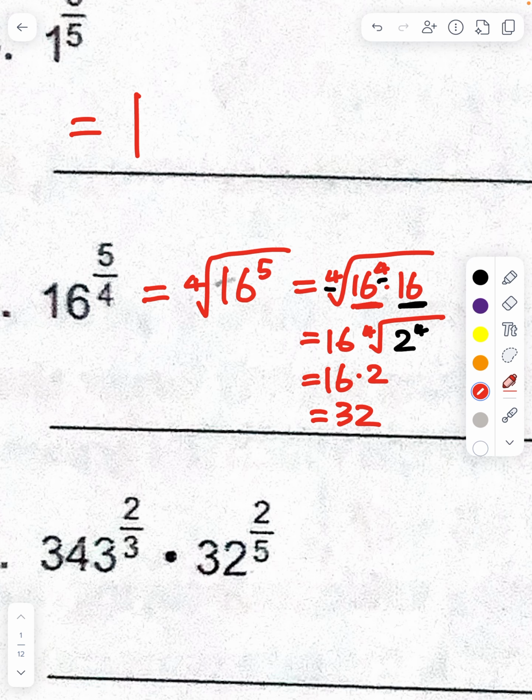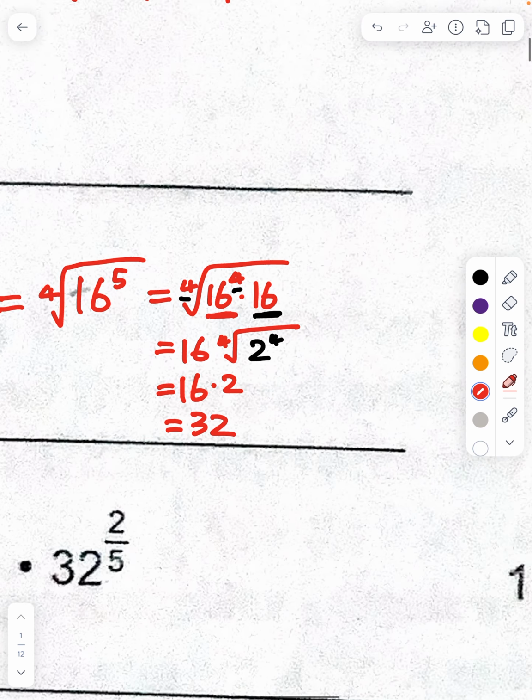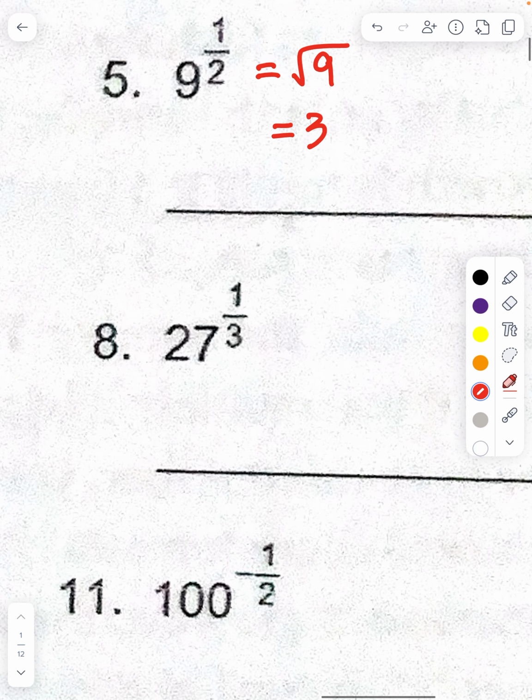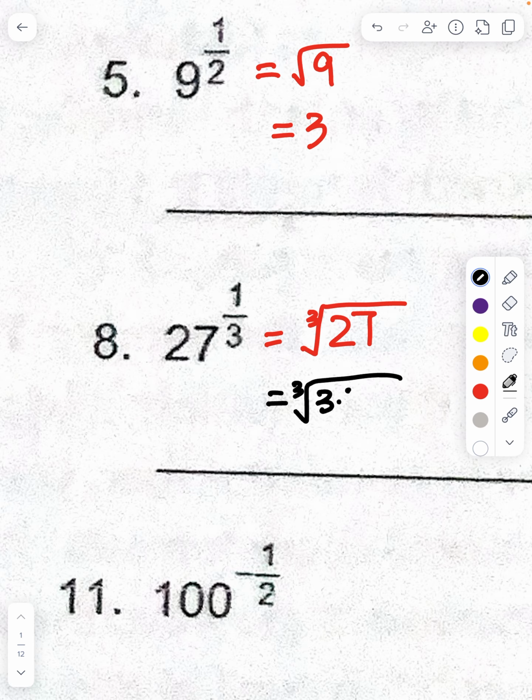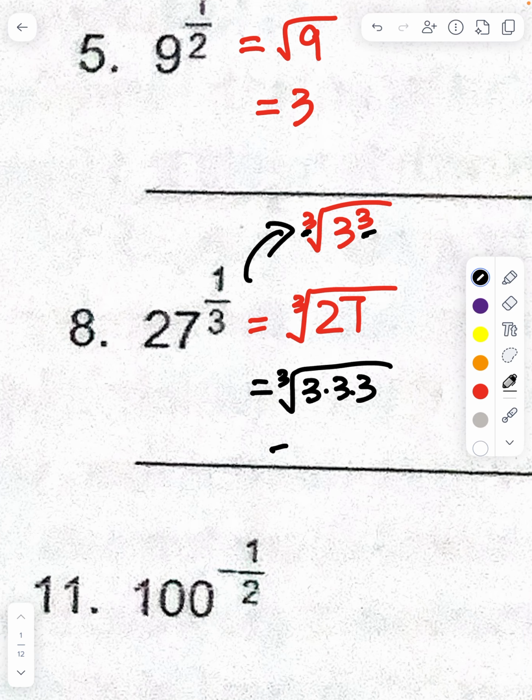All right. Number 8. 27 raised to the 1/3. That's just the cube root. We know 27 is equal to 3 times 3 times 3. Or just 27 is equal to, let me use red, cube root 3 raised to the 3rd power. And the power and the root, they cancel out, right? So it just becomes 3.